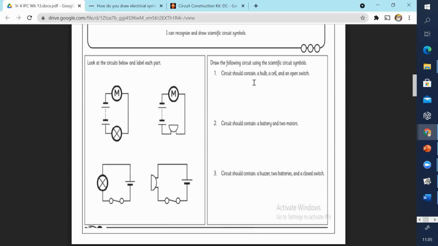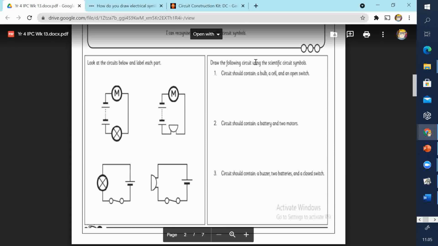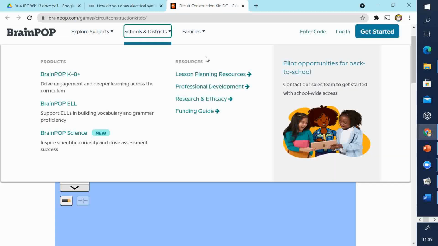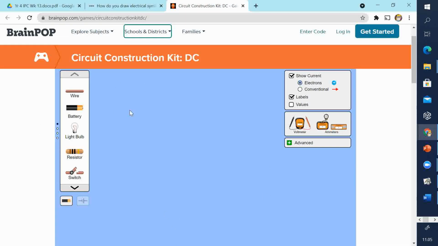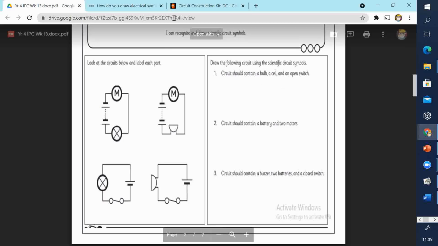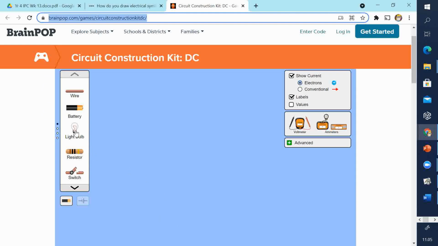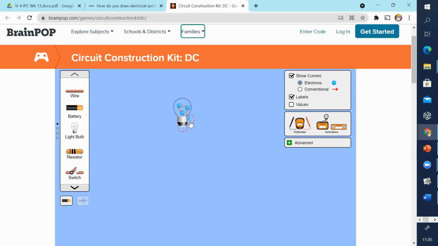So the circuit should contain a light bulb, a cell, and an open switch. Okay, now, of course, it's a bit hard for me to do, but we can go to this site here. And again, I'll share the link with you. So basically, in this site, you can create your own circuit. Bulb, cell, which is a battery, and an open switch. Right, so first of all, here's the light bulb, so I can put that there. And these two circles mean where you have to connect the wire. And it said a switch as well.